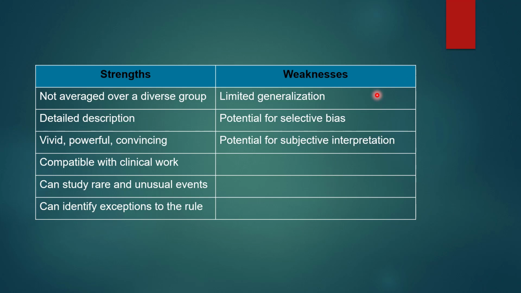The weakness is, of course, limited generalization. You can't take a single individual and generalize what you've learned about them to the population. Definitely potential for selection bias and potential subjective interpretation. So again, that's really what happened with Sybil, was this subjective interpretation. The therapist made this assumption based on some of her symptoms that she had multiple personalities, and went wrong from there.